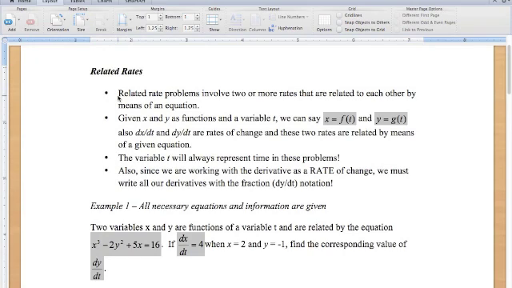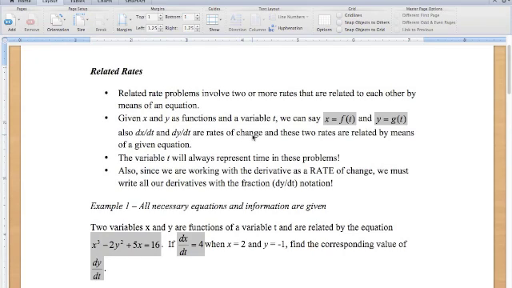So follow the pointer. Related rate problems involve two or more rates that are related to each other by means of an equation. Now that sounds kind of vague. So to be a bit more specific, I'm going to give you an x and a y. They're going to be functions, but the variable in the function is t. So you're going to see x is f of t, y is g of t. So that when I take their derivatives, since they're with respect to t, the derivative of x would be the derivative of x with t as the variable. And the same thing for y.